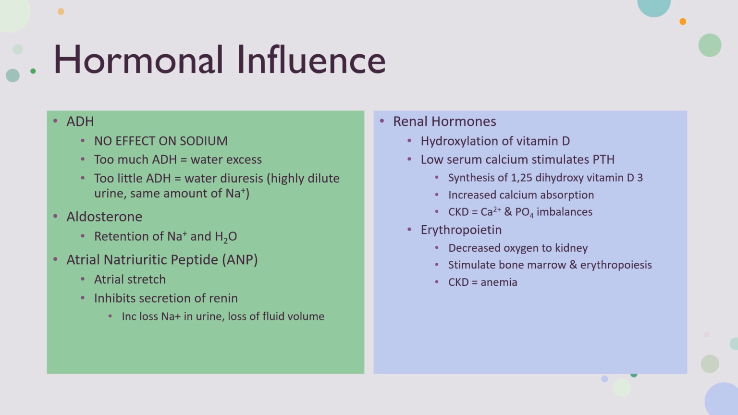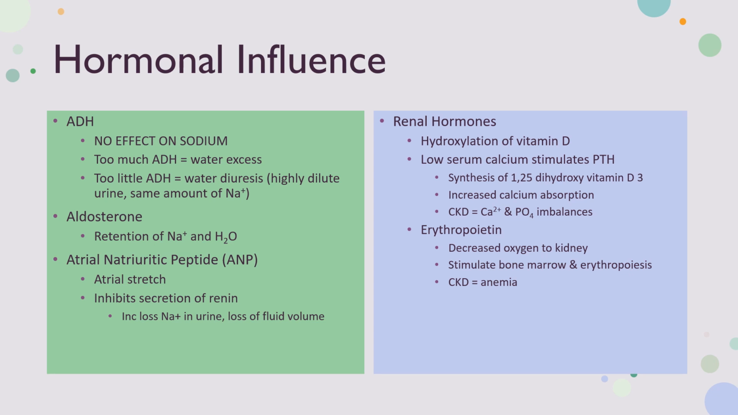The end hormonal product of RAS is aldosterone. This causes reabsorption of sodium in the distal tubule and loss of potassium and hydrogen. Frequent activation of RAS can lead to hypokalemia and acid-base imbalances.